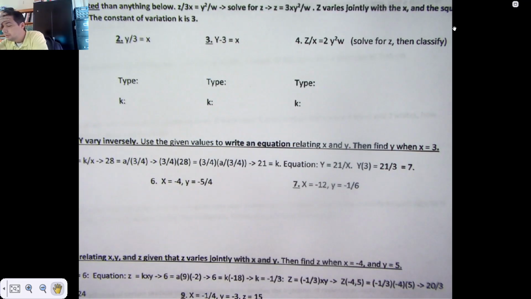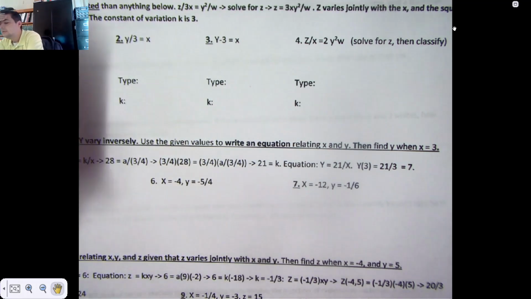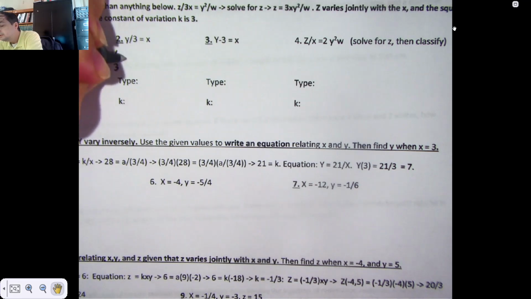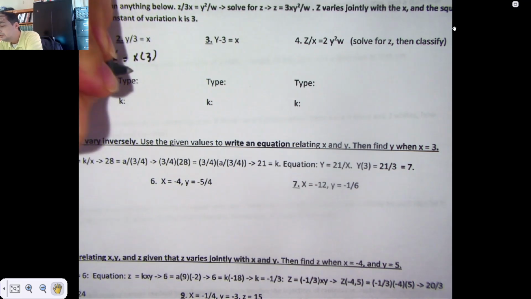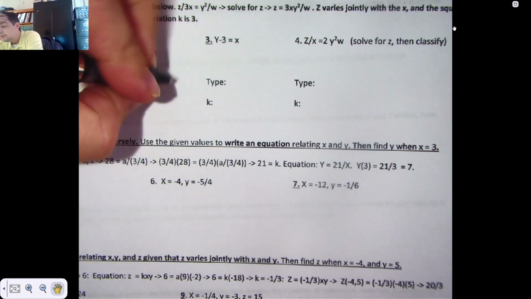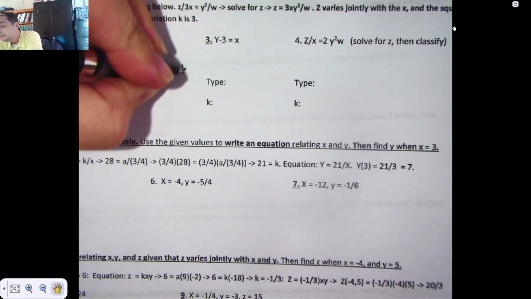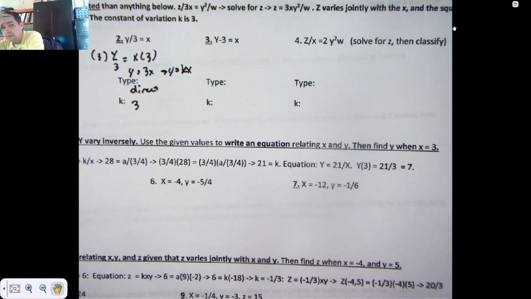Let's see, our instructions here are to classify something as inverse, joint, or direct variation. And you have to solve for the variable to see this one, which is an easy thing to do. You just triple both sides, and you get y equals 3x. This is going to be direct variation. This is y equals some constant times x, so it's direct, with the constant of variation being 3.